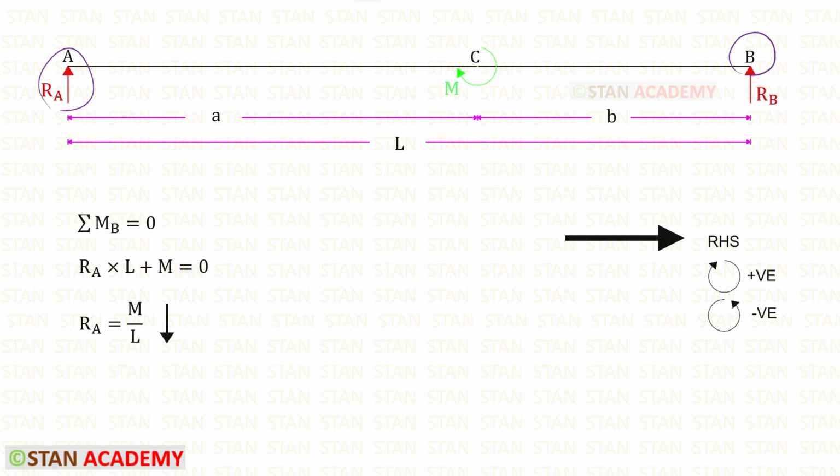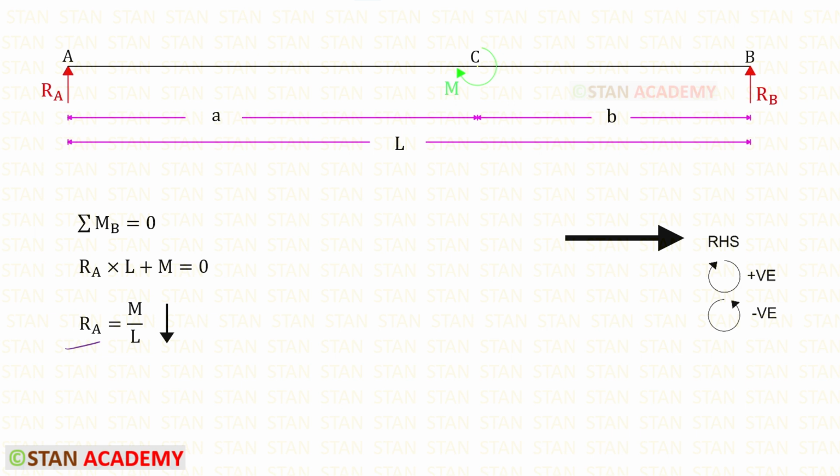In this case we have to follow the right hand side rule. RA is acting in the clockwise direction, so it will be positive and the distance is L, so RA into L. The moment M is acting in the clockwise direction, so it is also positive. For RA, we will get a negative expression. That means our assumed direction is incorrect.